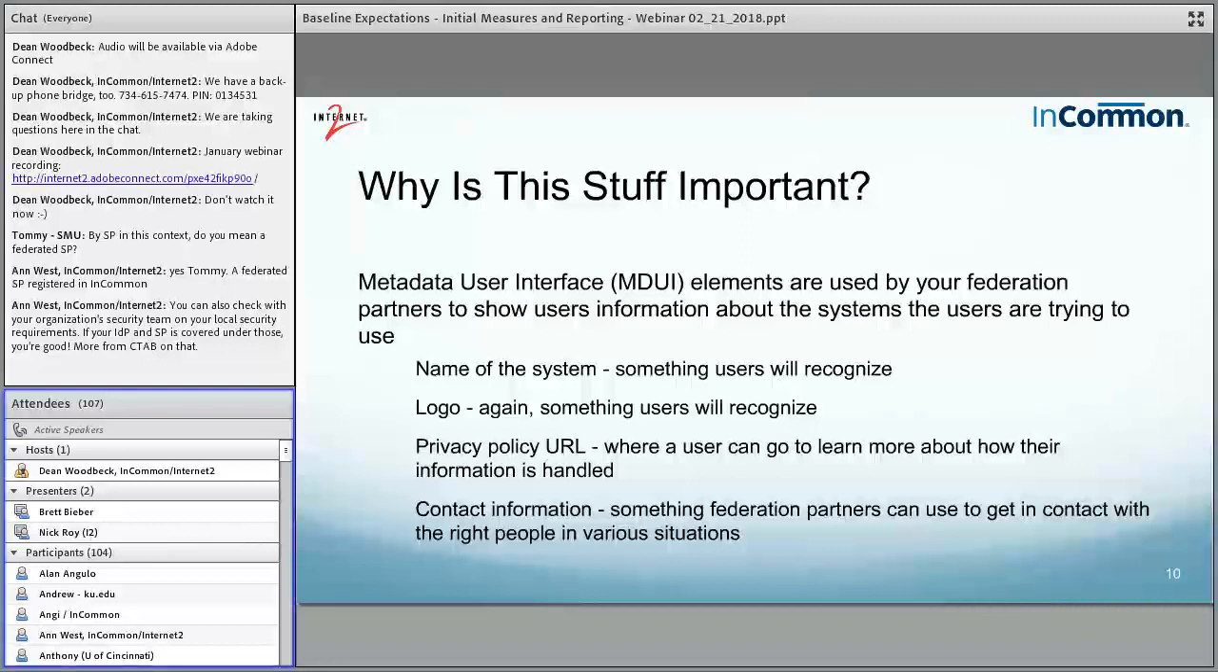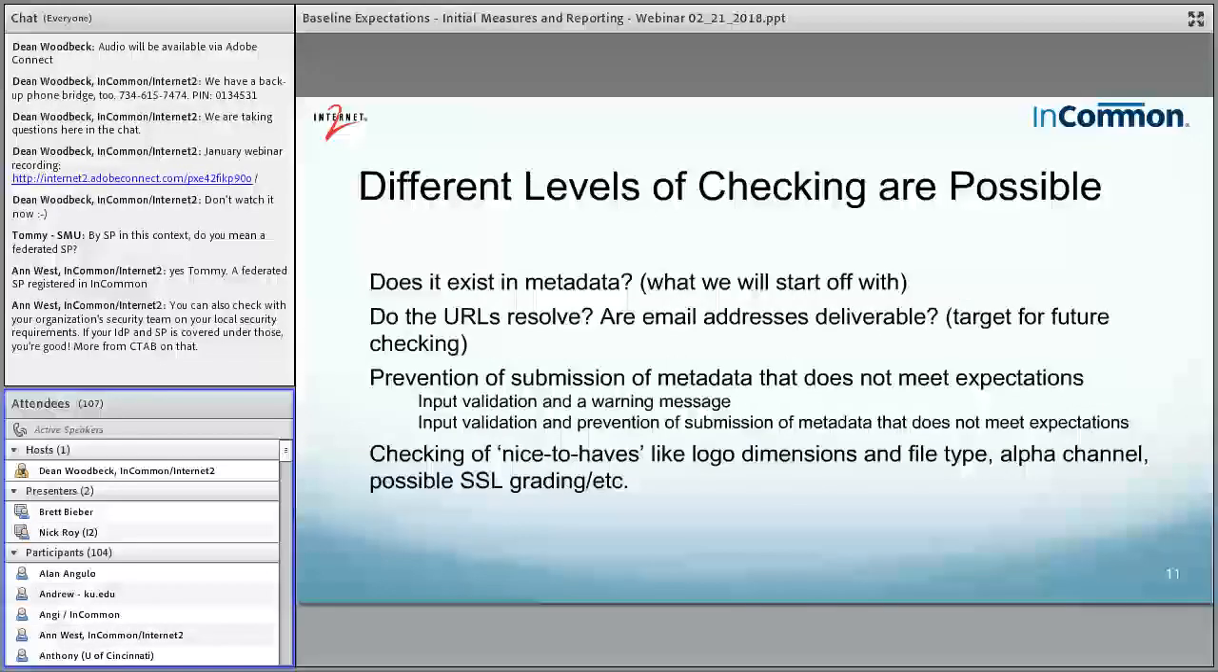A privacy policy URL, and we require that both for service providers and for identity providers as part of Baseline. Because of the sensitive nature of identity data, obviously service providers should be providing customers with their privacy policy. But as an identity provider, you also want to let your users know how you're going to handle their data, and publish that in the metadata so that your Federation partners can refer to it as well. And then contact information. We'll get into more detail about the pieces of contact information in a little bit.